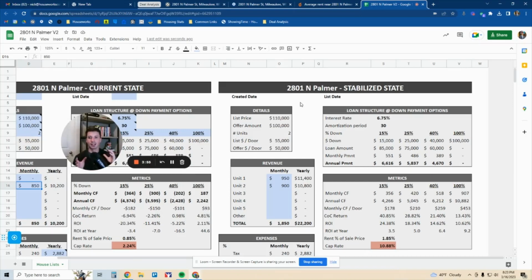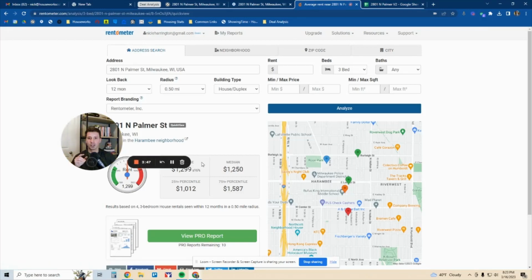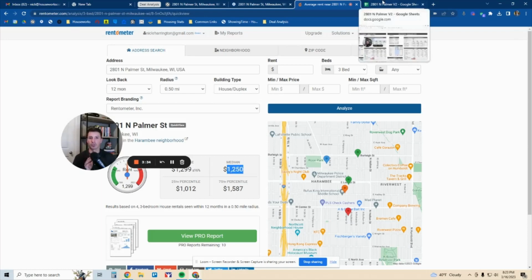If this is stabilized, if it's updated on the inside and I'm getting market rents or better, what does this look like? So again, I always like to hop back over here on Rentometer to see what is a reasonable rent that I can get at that median price. It looks like $1,250 here. I would probably do some more due diligence than just trusting this median number, but for the sake of this example, let's move forward with this.